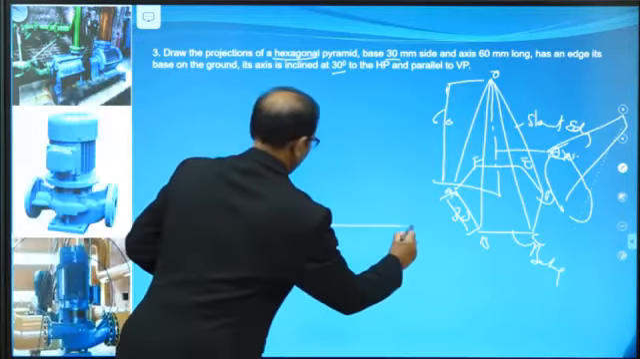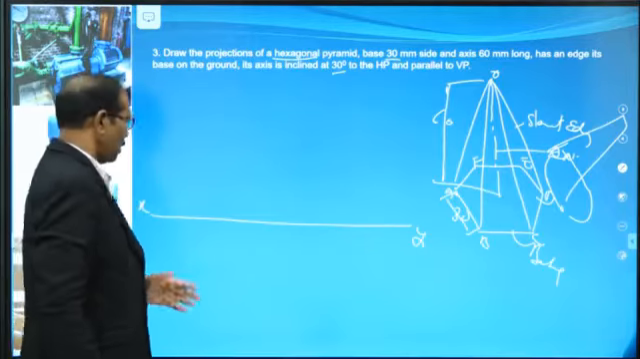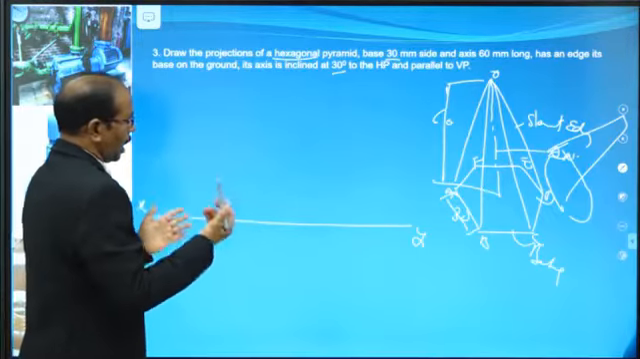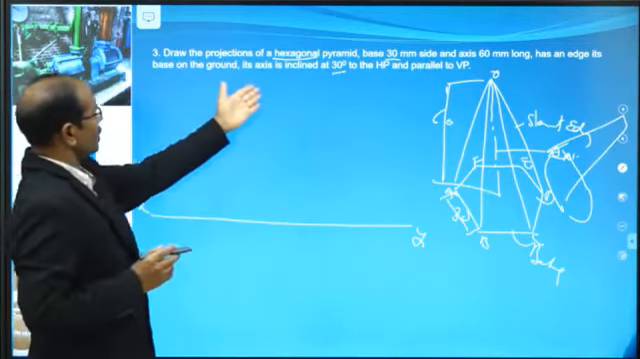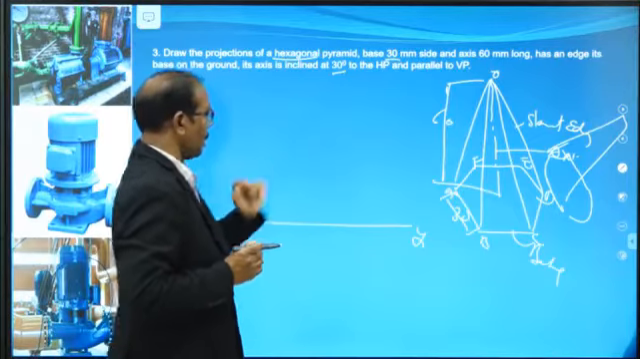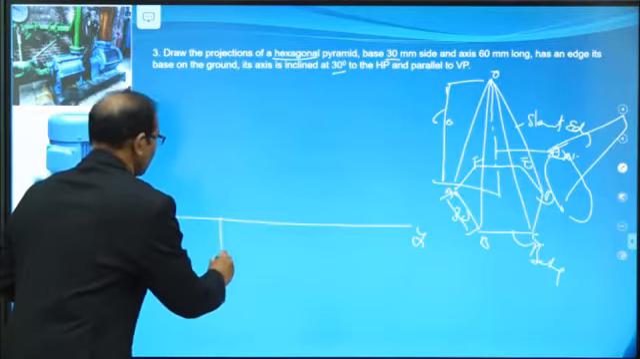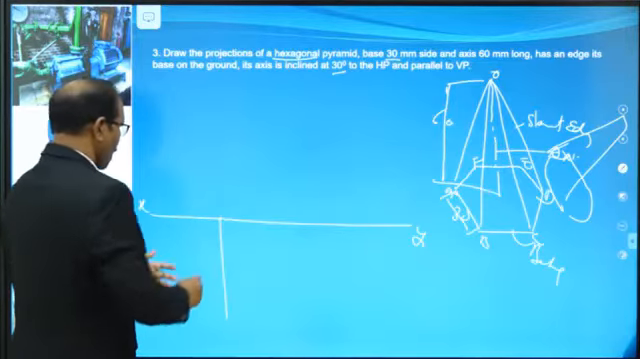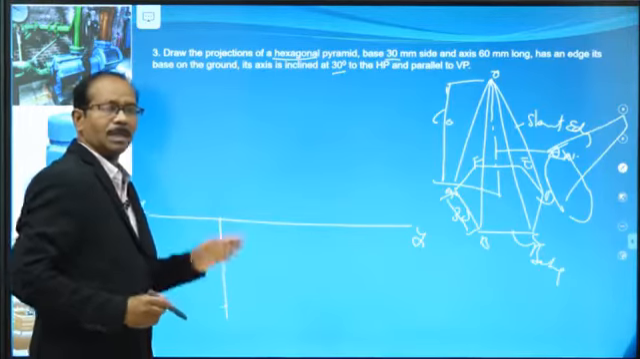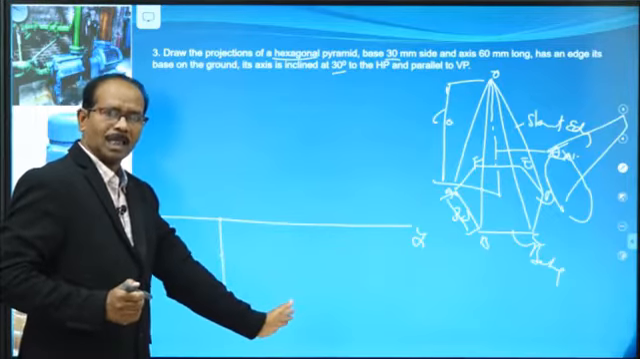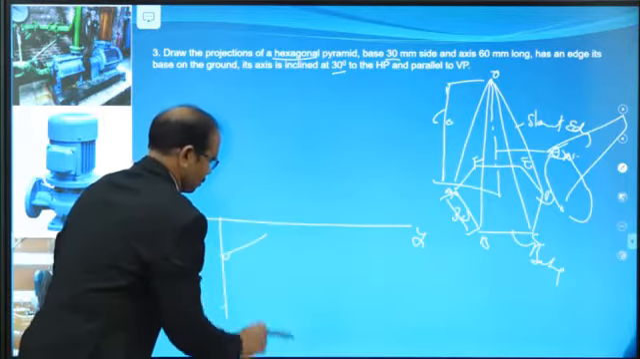Start with the XY line. Now start the object. Start the object by selecting how it is: the axis is inclined to HP and parallel to VP. Now select one edge. Now like this one, right. At any convenient gap, start a point. This is the required. Then construct a polygon, hexagon, with 120 degrees.